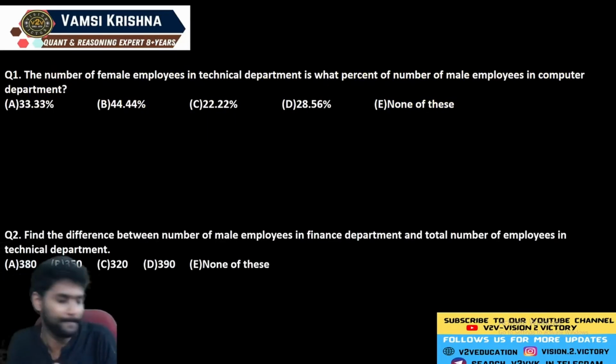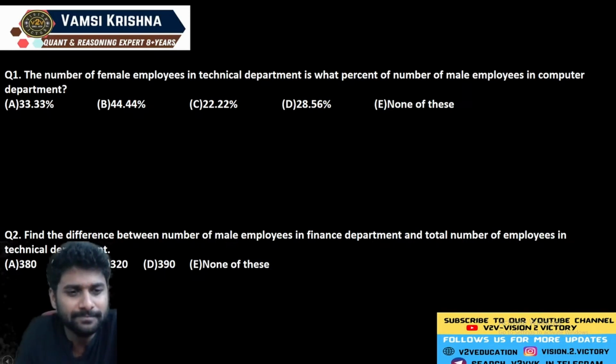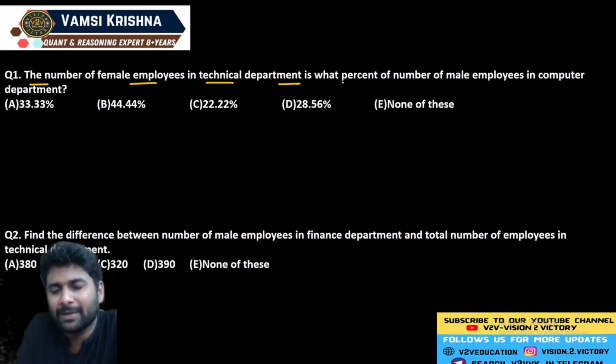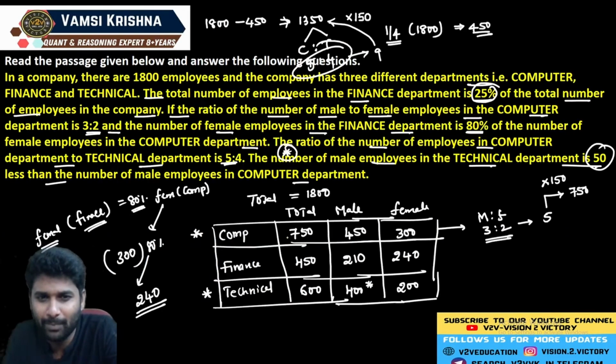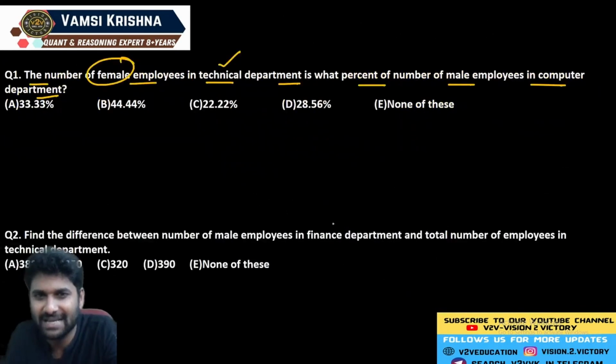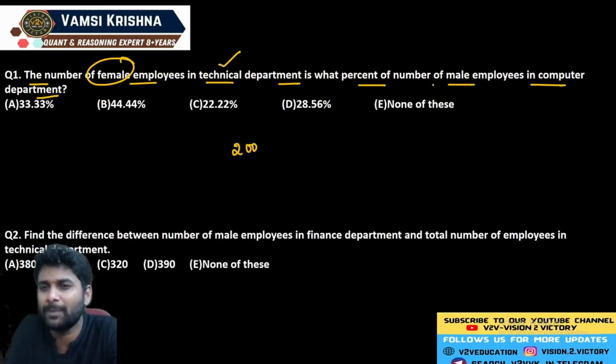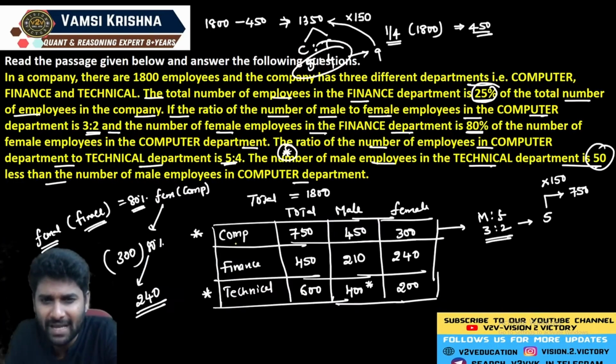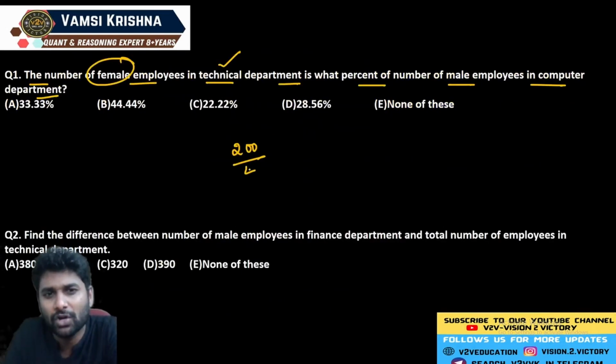Now question number one. Once you get the data, you can solve the questions, guys. Why? Because everything depends on the table only. Try to understand this question. Now see here. The number of female employees in technical department is what percentage of the number of male employees in computer department? Female in technical is exactly equal to 200. Male employees in computer is 450. Means 200 is what percentage of 450.